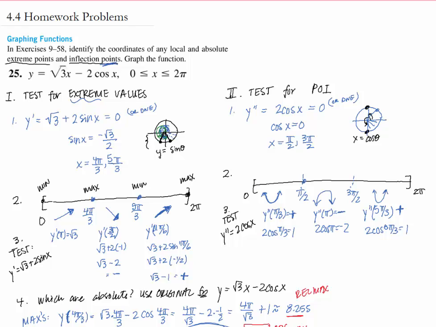Fourth option, or fourth step, is to decide if we have any points of inflection, and in fact we do. We have points of inflection each time we change concavity, so that happens at pi over 2 and 3 pi over 2. Points of inflection occur at the points x equals pi over 2 and 3 pi over 2. So now we've answered all the questions, right? We found the extreme values, and we also found the inflection points. Points of inflection, pi over 2, 3 pi over 2.